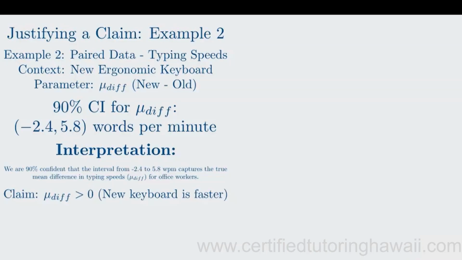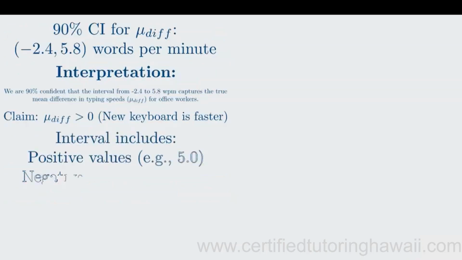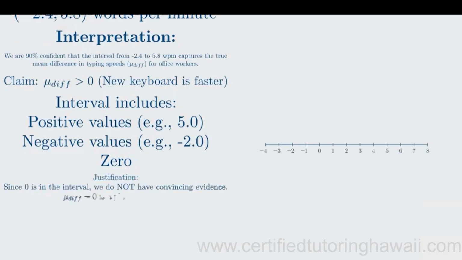If the new keyboard is faster, we would expect the mean difference to be positive. While our interval includes positive values like 5.0, it also includes negative values like negative 2.0, and it includes 0. Since 0 is contained within the 90% confidence interval negative 2.4 to 5.8, we do not have convincing evidence that there is a difference in the mean typing speeds. A mean difference of 0 is a plausible value.